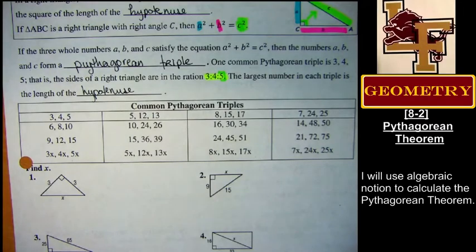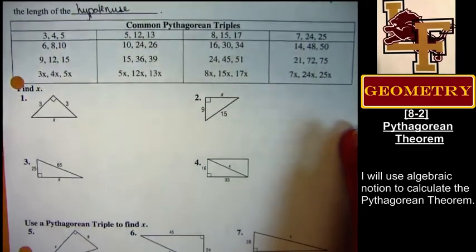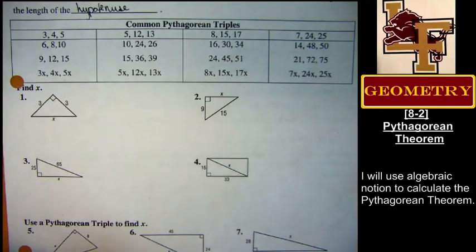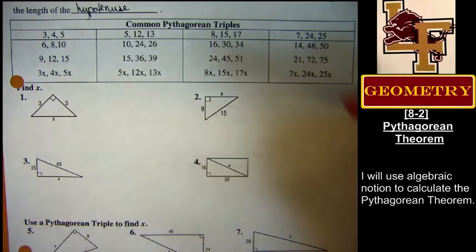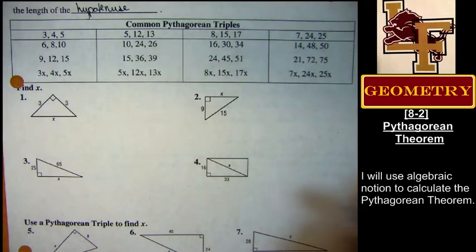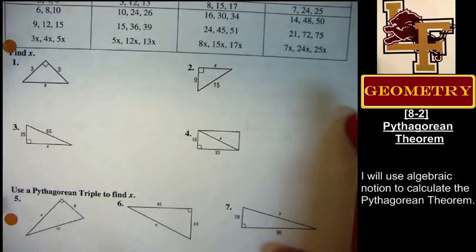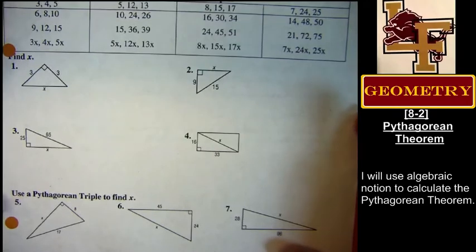And so we're going to be trying to find values of x in some right triangles. Our first task is check to see, can I use a Pythagorean triple? If I can, do that. It'll save you so much work. If you can't, then we'll use the Pythagorean theorem. A squared plus b squared equals c squared. Okay? All right.